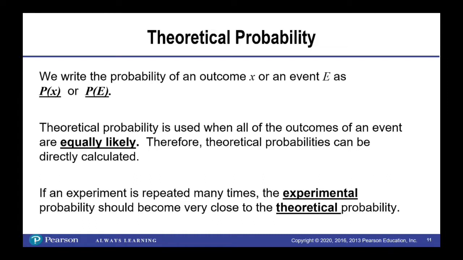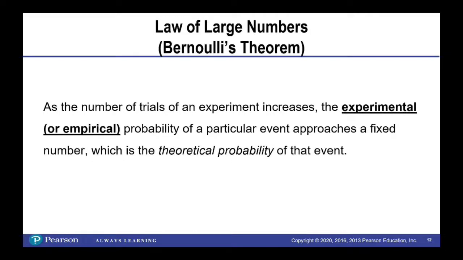Now, that doesn't mean that when I toss a coin, I'm going to get exactly half heads and half tails. Say maybe I toss the coin 100 times. I might get close to half heads and half tails, but not necessarily exactly. But the more times I toss that coin, the closer I'll get to half heads and half tails. This is what Bernoulli's theorem, or the law of large numbers, says: the more times we repeat an experiment, the closer our experimental or empirical probability gets to that theoretical probability.